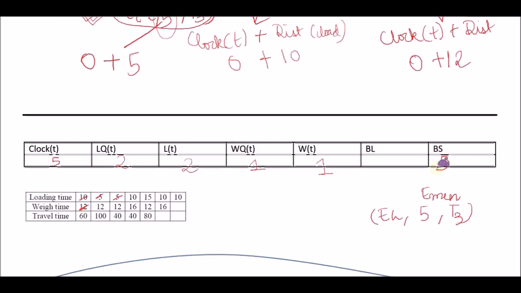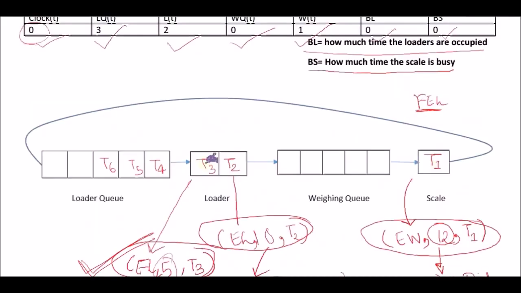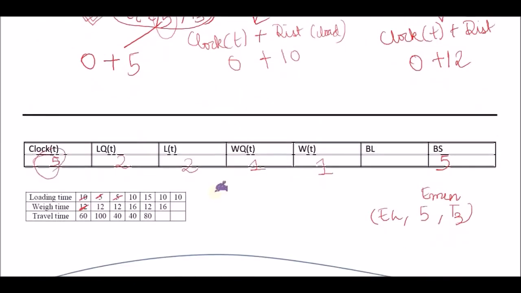Then how do we get BL? So BL is going to be how many loaders were there? Since there are 2 loaders, this one and this one, and both the loaders were occupied, so that's going to be this 5 plus this 5 because it's happening simultaneously. Both the loaders are doing the work simultaneously, and the time lapsed is 5 minus 0, that is 5, and since there are 2 loaders, it's going to be 10. So for 10 minutes the loaders were busy, and for 5 minutes the scale was busy. So you have these things.